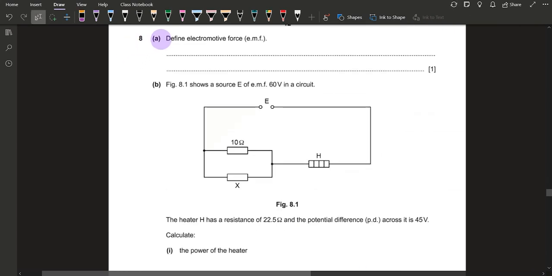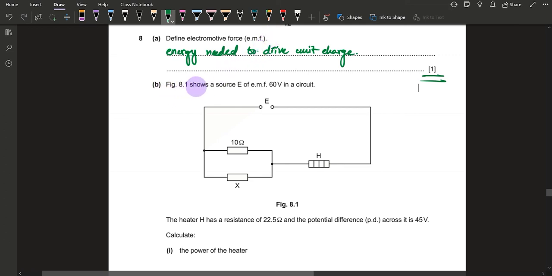Question number 8. Part A says define electromotive force, EMF. And this is a pretty simple definition. You should have learned this before. Energy needed to drive unit charge. And we'll get 1 mark for this question. These types of questions you should have learned before the exam. And memorize these definitions because they tend to repeat definitions again and again, like every year.